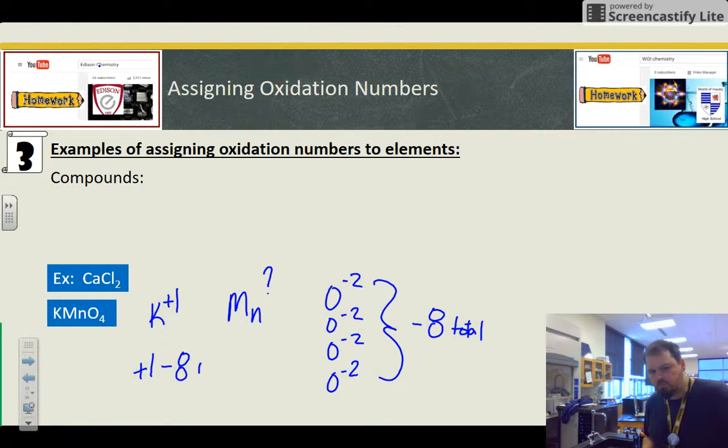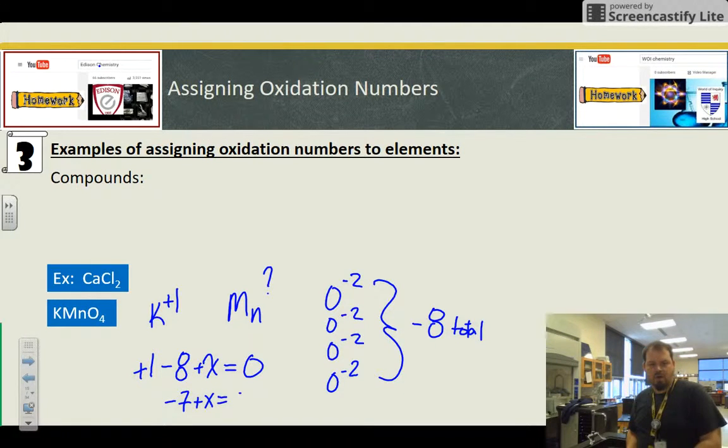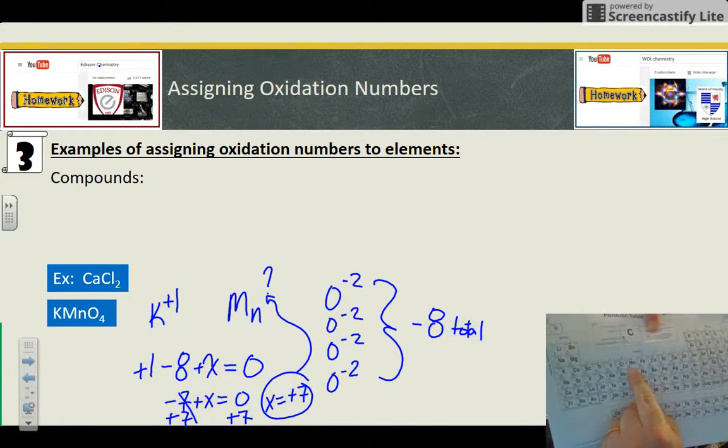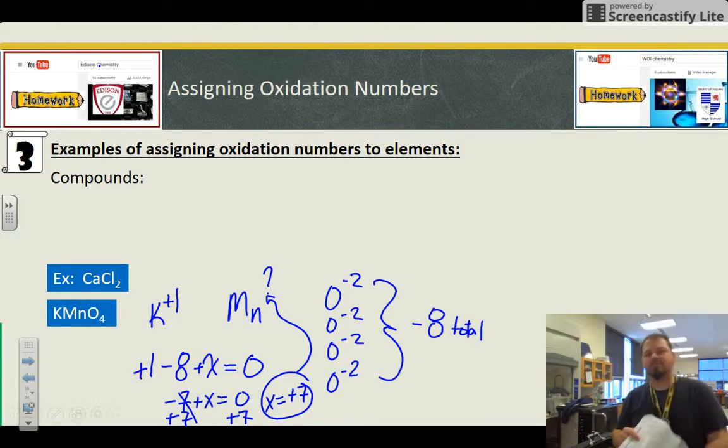Is that better? Yes. So add it all up, do your algebra, and I got -7 plus x equals 0. So -7 plus 7, x equals 7. Now when I check, look, Mn, there it is. Can you see Mn? It has a choice of 7. Pick it, one of the options.